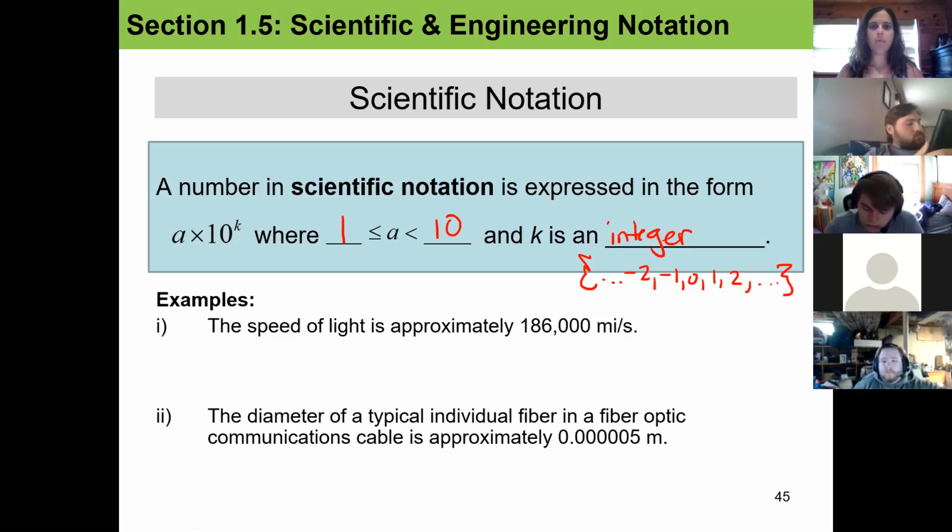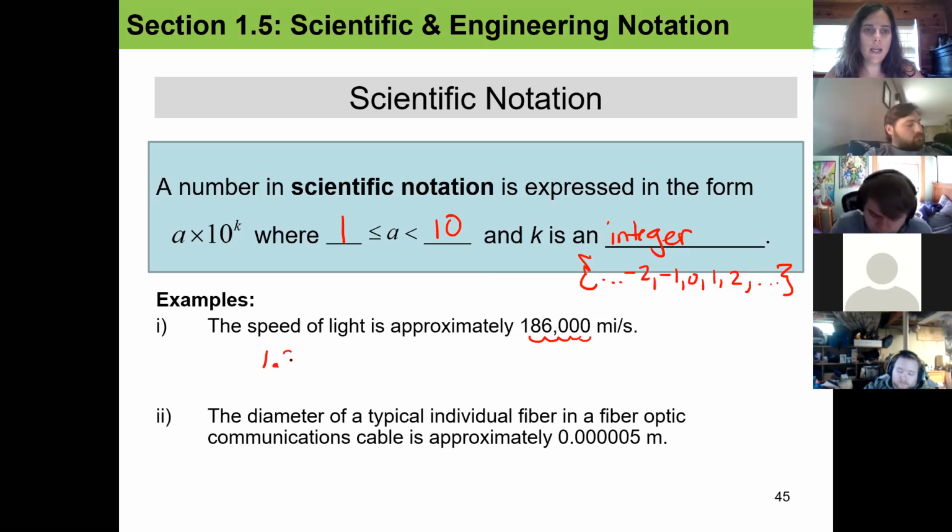Okay, so let's do some examples of scientific notation. The speed of light is approximately 186,000 miles per second. If I wanted to convert this to scientific notation, I have to first locate the decimal place, which is right here. Now I need to make my a number between 1 and 10. So I need to move the decimal place 1, 2, 3, 4, 5, and that will create a number that's between 1 and 10. I'd have to move my decimal place in between the 1 and the 8 to do that.